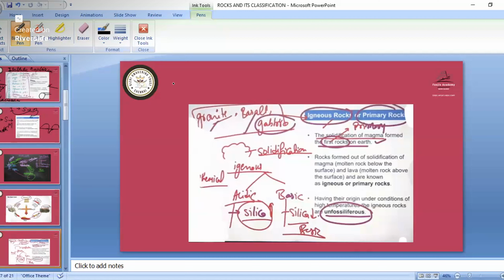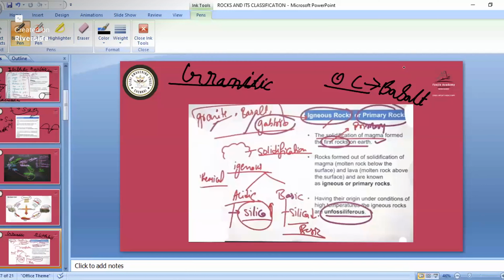And you know that in the continental crust we have granitic rock, which we will study when we are studying plate tectonics. And in the oceanic crust we have basaltic rock. So don't forget, basaltic means basic. So basaltic rock is in the oceanic crust, and granitic, which is acidic, is in the continental crust. The first rocks on the earth, the igneous rocks that we studied, formed out of solidification of magma and lava: igneous rock, primary rocks.